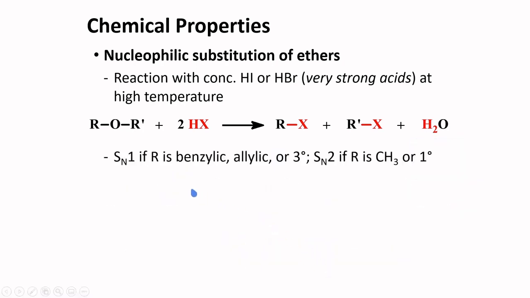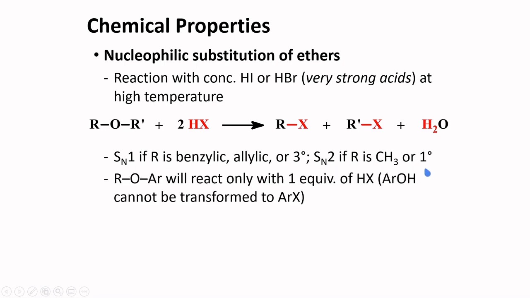This substitution is SN1 if the R group is benzylic, allylic, or tertiary. It is definitely SN2 if the R group is methyl or primary. If one aromatic group is attached to oxygen, the other is an alkyl group, only one equivalent of hydrogen halide will react. This is because the aryl alcohol cannot be transformed to an aryl halide.